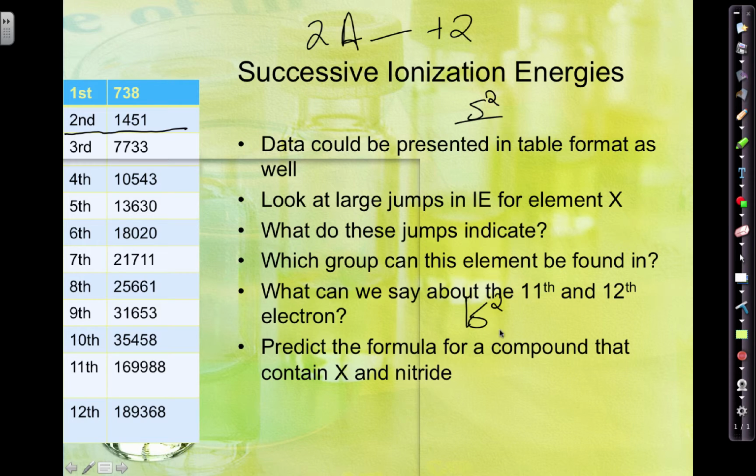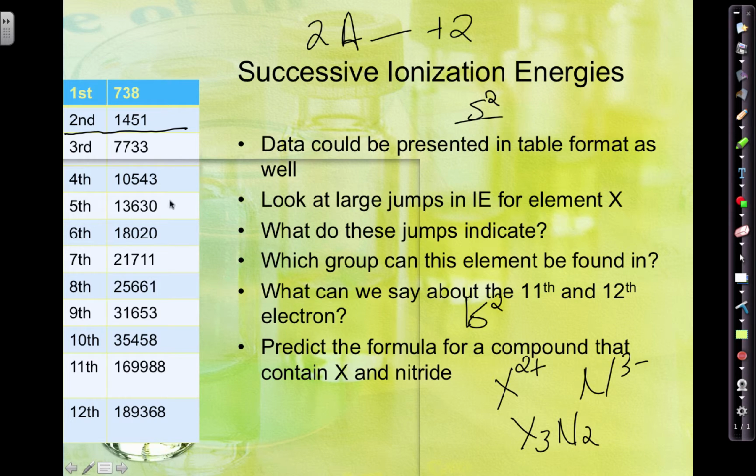Well, if it's in group 2, it has a +2 charge, probably. And if it's bonding to nitride, nitrogen has a -3 charge, so it should be in this ratio when it bonds.